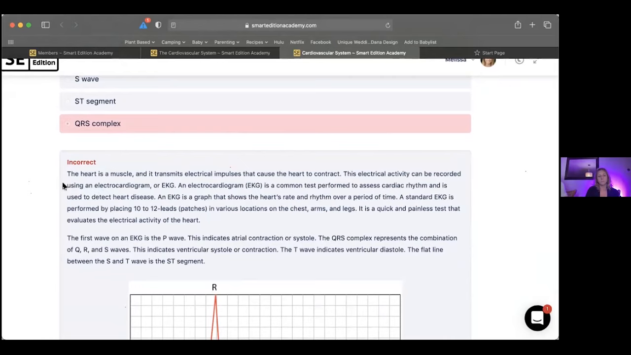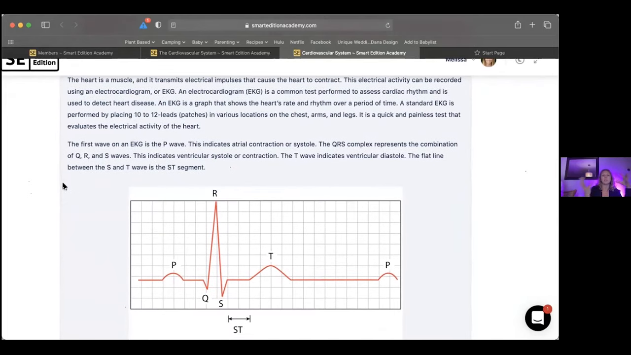The heart is a muscle. It transmits electrical impulses that cause the heart to contract. The electrical activity can be recorded using an electrocardiogram or EKG. It's a common test that's performed to assess cardiac rhythm, and it's used to detect heart disease. An EKG is a graph, as you can see here. It shows the heart's rate and rhythm over a period of time.